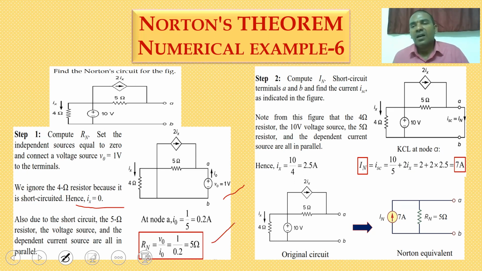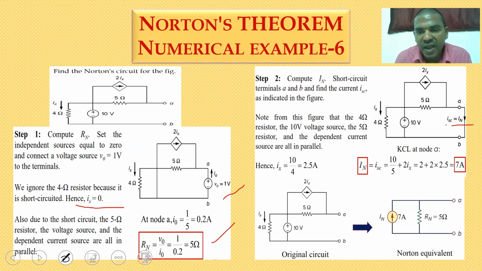Next, short circuit the terminals A and B, so that is the short circuit current or Norton current. Now for the equation, I am applying Kirchhoff's current law. Here the IN value is the same as ISC, that is equal to 10/5 plus 2 Ix. Only two currents will be there: one is 10 divided by 5, plus 2 times Ix.